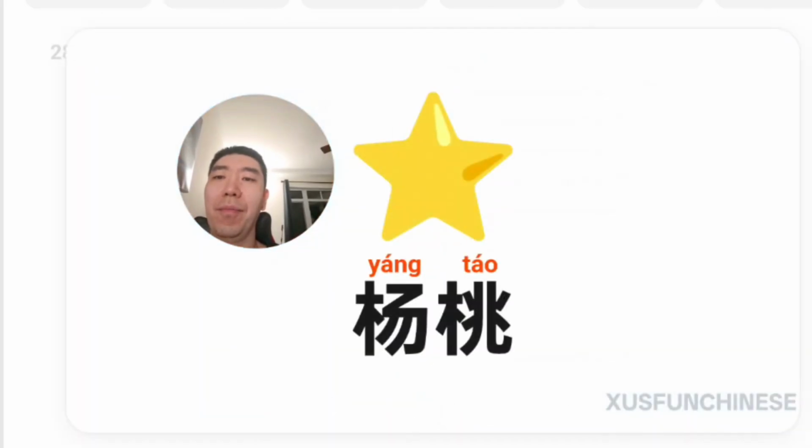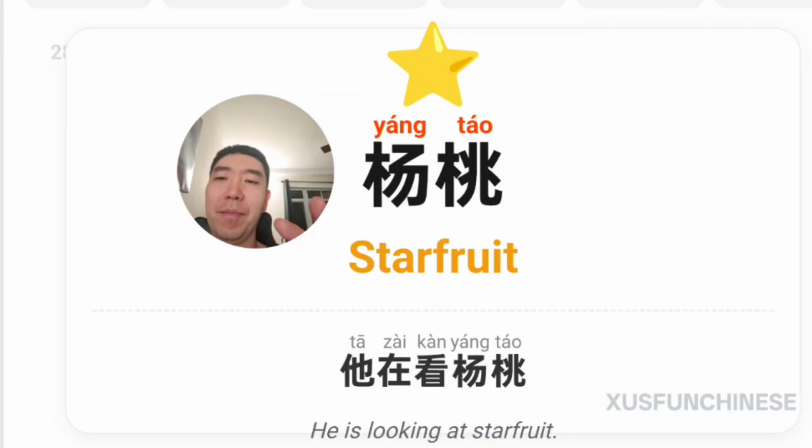杨桃，他在看杨桃。Oh, I know why it's a star, because it's a star fruit, but in Chinese it basically means a young peach. I think when they translated those foreign fruits, something round or similar to the round shape would all be translated with tao with something. Otherwise, it's hard to explain why it's translated as a peach.